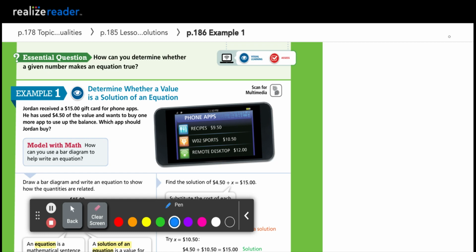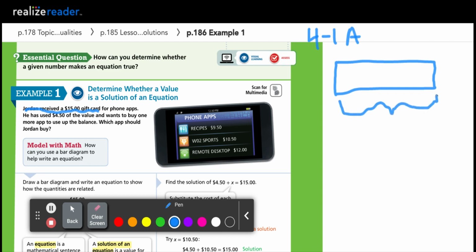If you don't remember, a bar diagram means we're going to draw a rectangle. And in your notebook, you should have already written 4.1a. And we're going to have to represent this word problem on the bar diagram. So the first thing I like to figure out here is what is the total amount? What is the total amount that Jordan has on a gift card? Well, it says Jordan has received $15 on his gift card. So that means that this whole rectangle is going to represent $15.